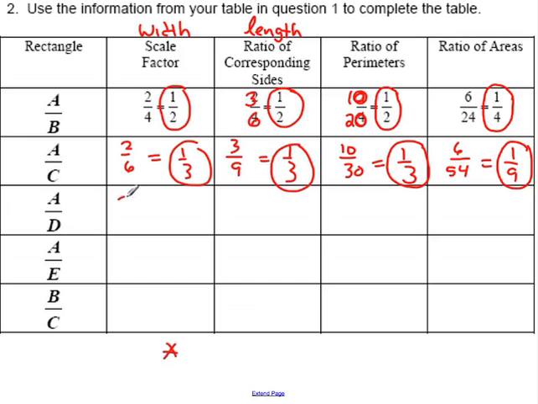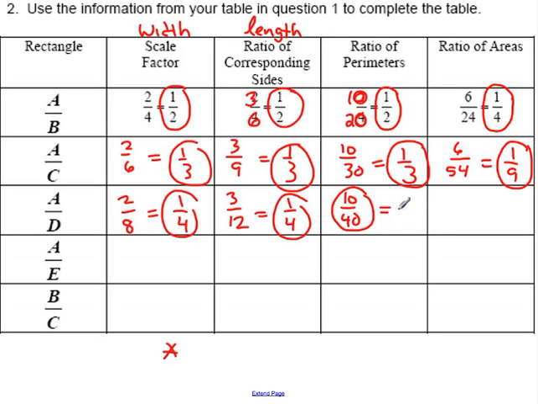We'll compare A to D. We'll have 2 over 8. That's 1/4. Over here we'll have 3 over 12, that's 1/4. We have 10 over 40, guess what that is? That's 1/4. I circled the wrong stuff. Then I have 6 over 96, which is not 1/4, it's 1/16. So how do these three numbers relate to our scale factor of 1/4?